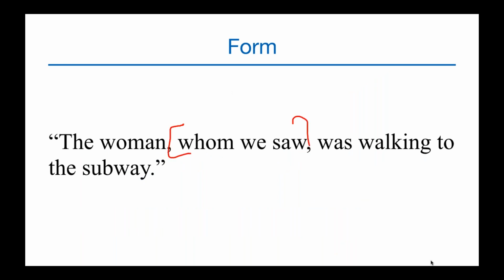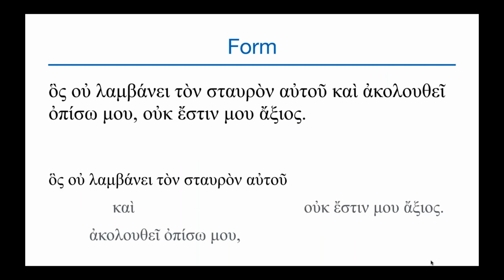So in here, whom we saw would be our relative clause. All right. So he's broken it down into clauses. Hos ou lambanei ton stauron autou kai akolouthei opiso mou, ouk estin mou axios.